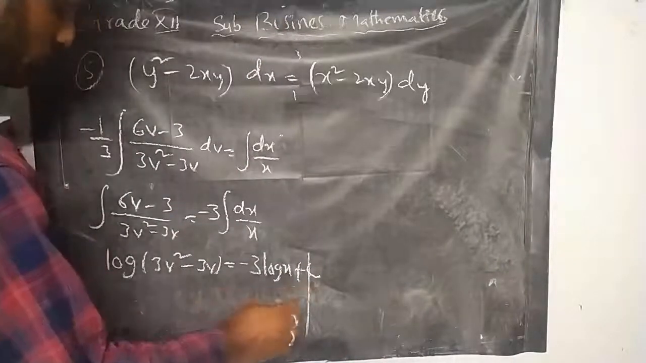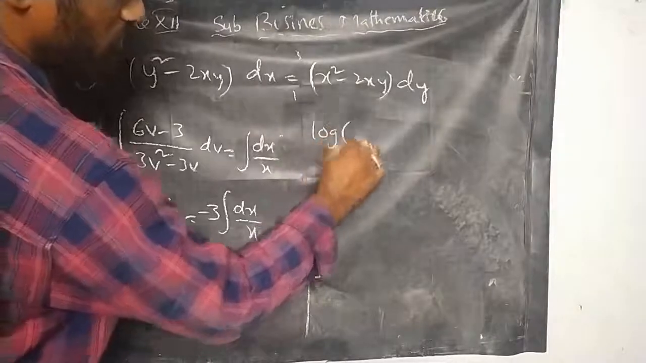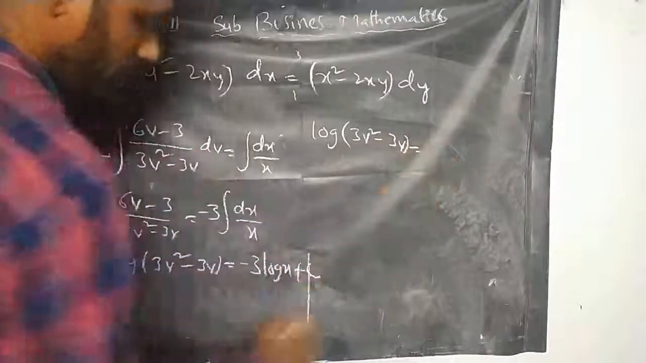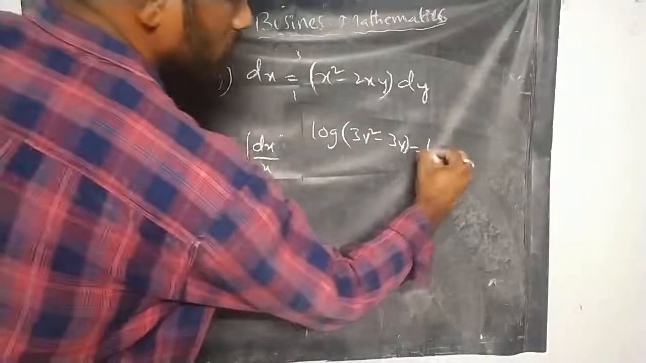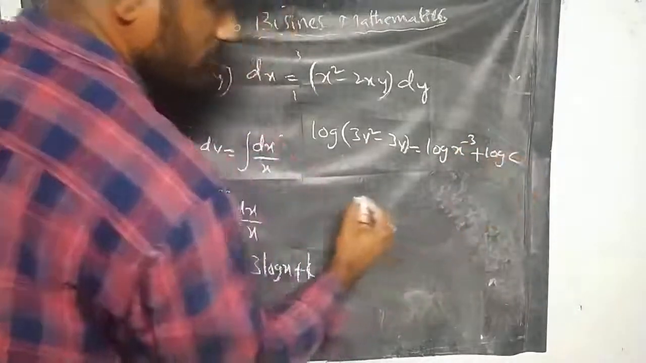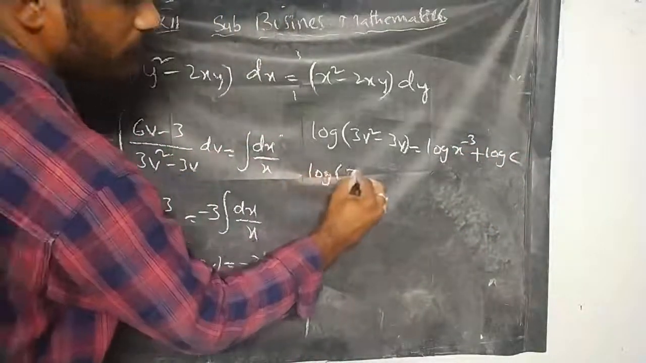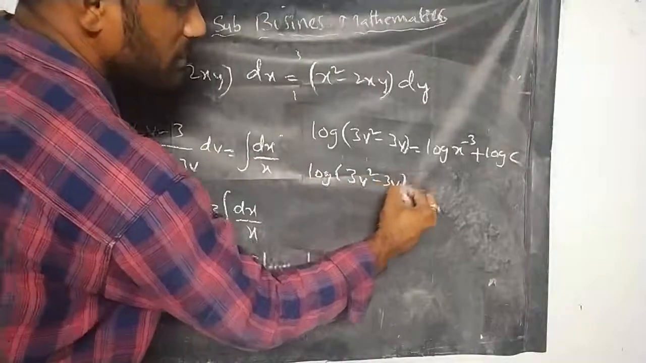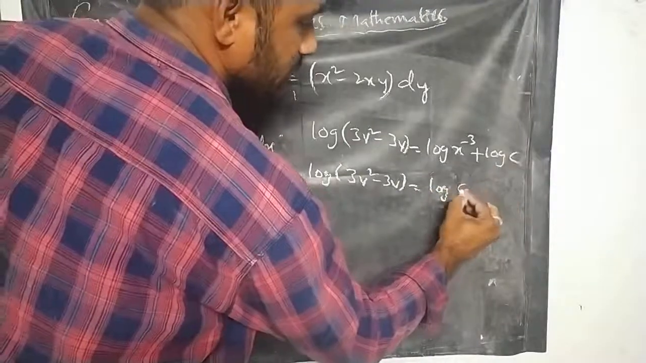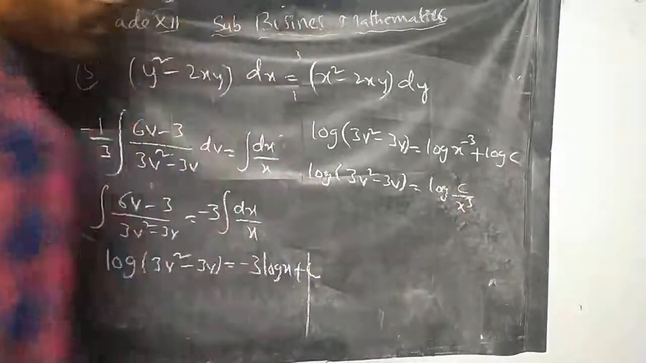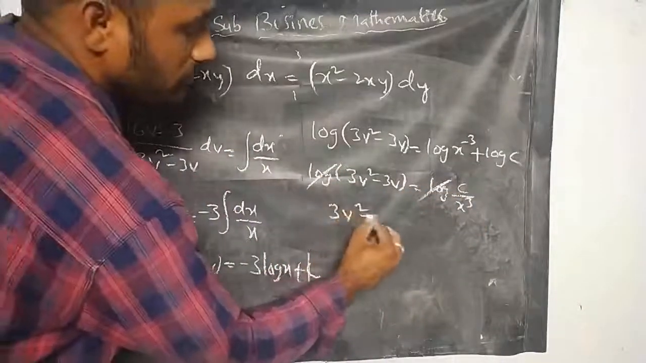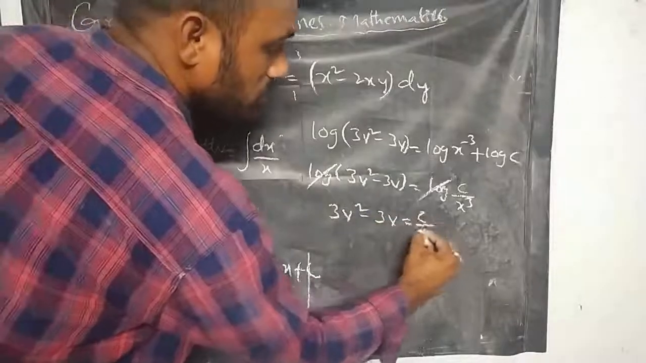So I can write it as log c. So log of 3v square minus 3v is equals to log x to the power of minus 3 plus log c. So log of 3v square minus 3v is equals to log c by x cube. So log gets cancelled. So we are left with 3v square minus 3v is equals to c by x cube.